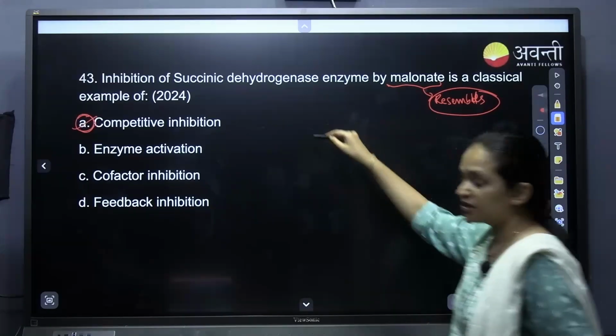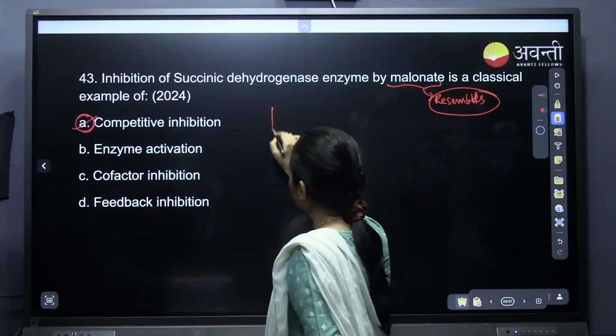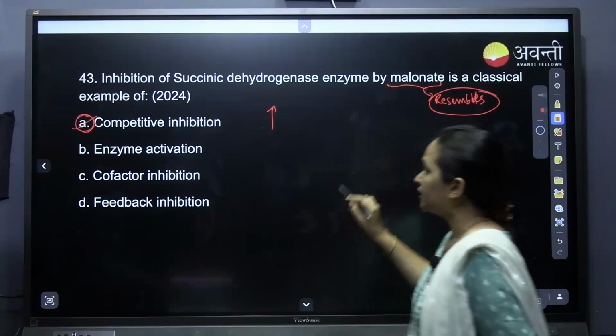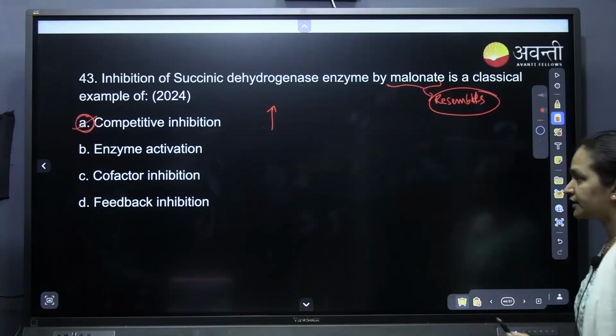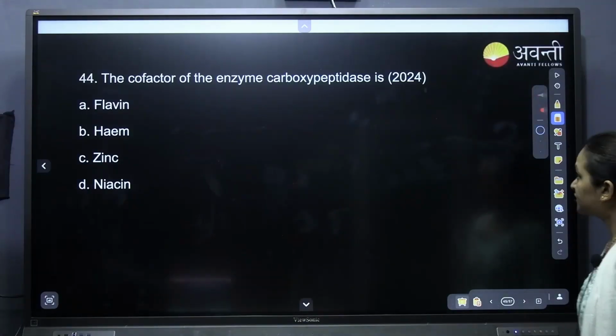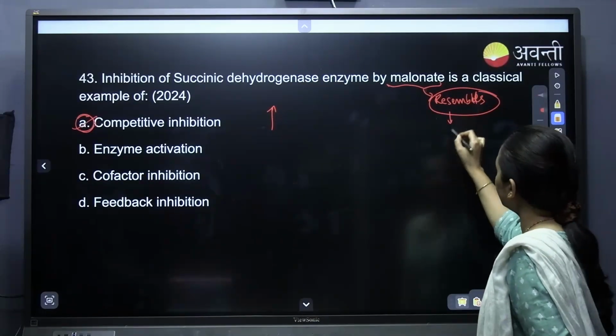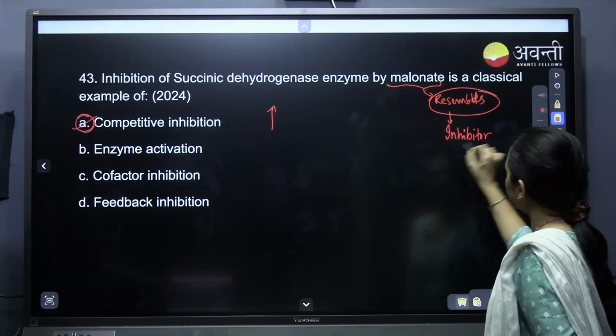If you increase the actual substrate, the succinate, then in competitive inhibition the reaction can go at a very good pace. So this is the classical example of competitive inhibition. And this malonate is an inhibitor.